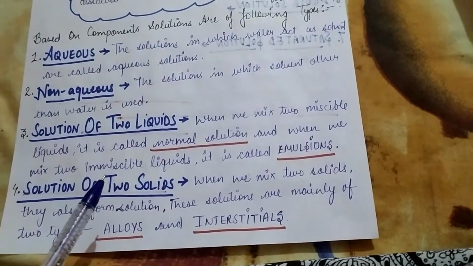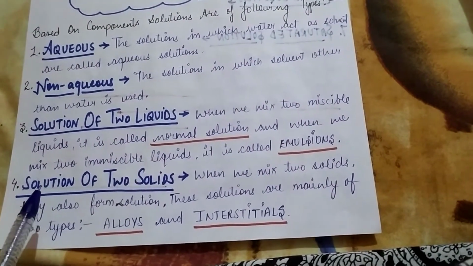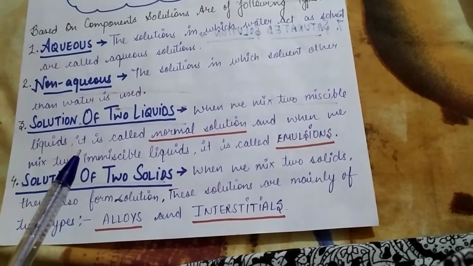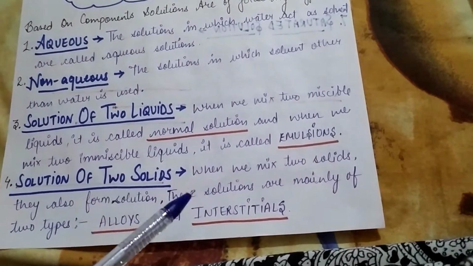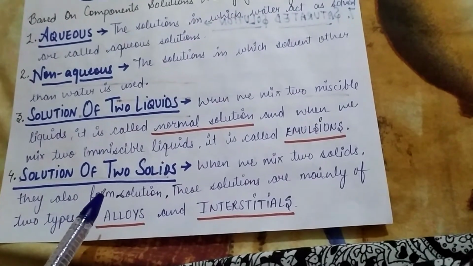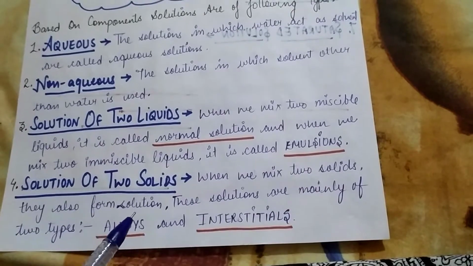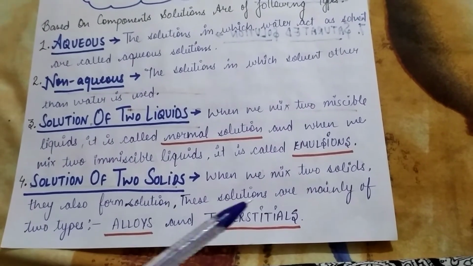Then solutions of two solids. Now solution can't be only when you have something liquid. Solution can be of two solids also. When we mix two solids, they also form solutions. These solutions are mainly of two types, alloys and interstitials. Now what are alloys and what are interstitials?